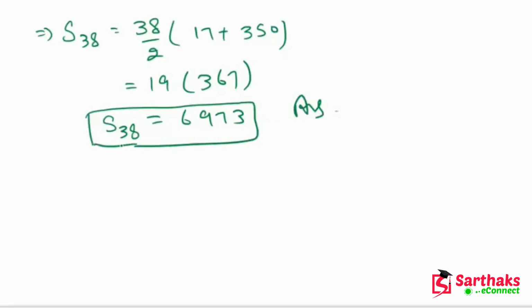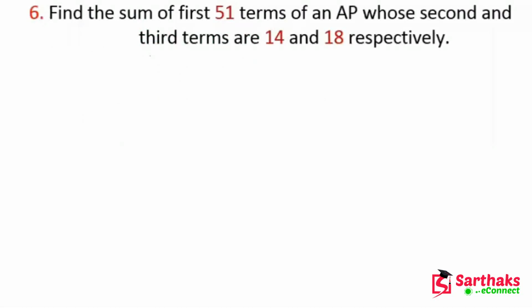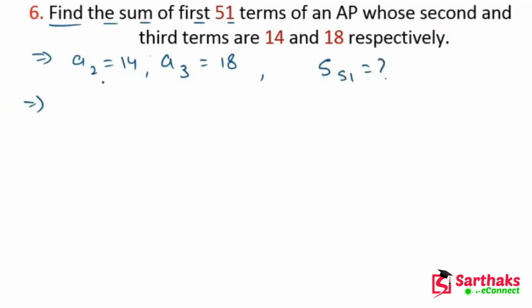Very easy question. Now, the next question is: find the sum of the first 51 terms of an AP whose second term A2 is 14 and third term is 18. Okay, in this case we have to find S51. So first of all, we have to find the value of a and d. Okay, how can we find it?